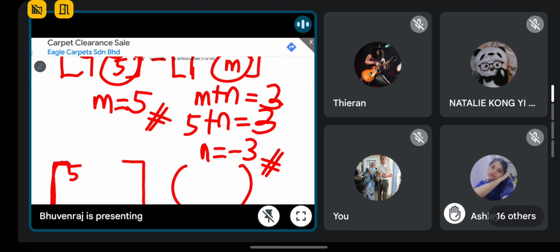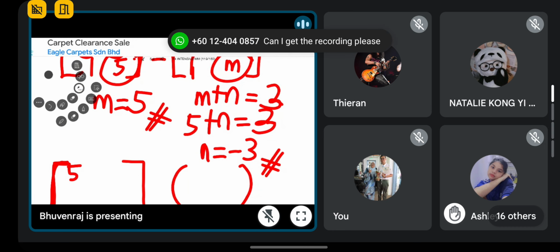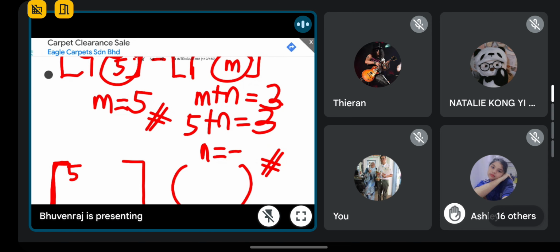So make sure you guys also don't silap compare, because sometimes bila kamu buat soalan secara rushing, you might make this kind of careless mistake. So make sure this is -2.